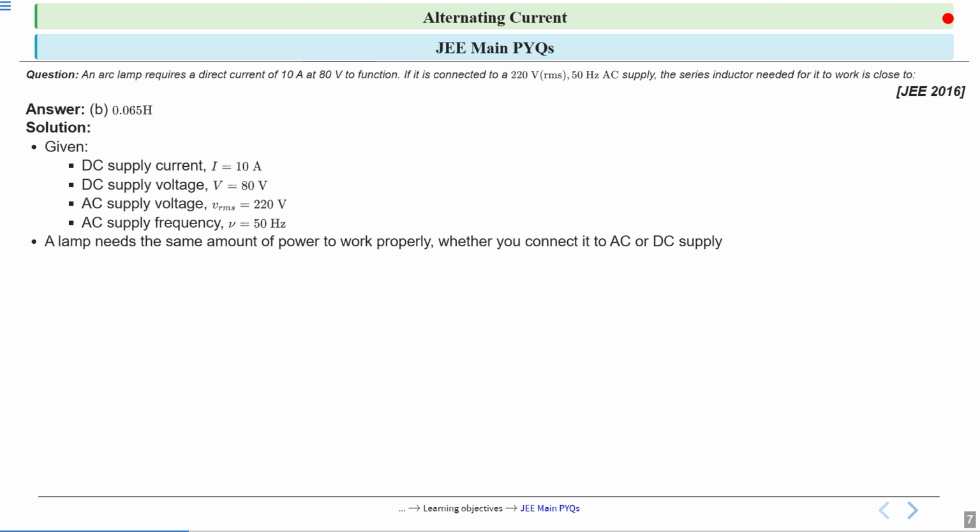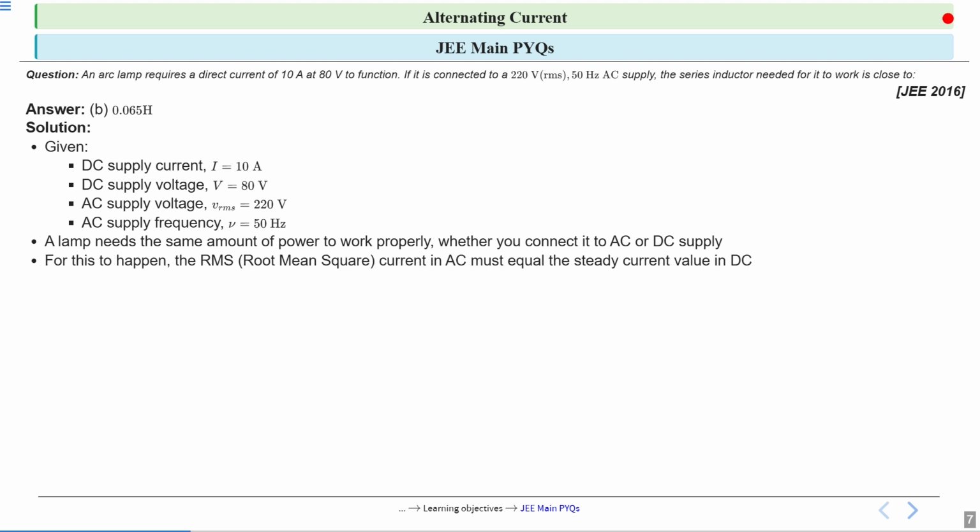So power dissipated is equal to I RMS square R, the power delivered or input power for the arc lamp. R is the same in both cases, so we have to ensure I RMS equals 10 ampere. By taking that condition, we will find the inductance.